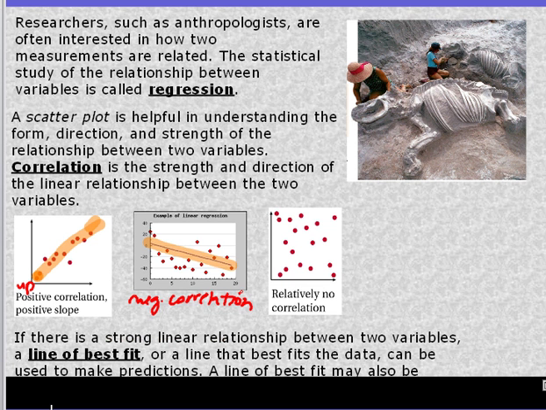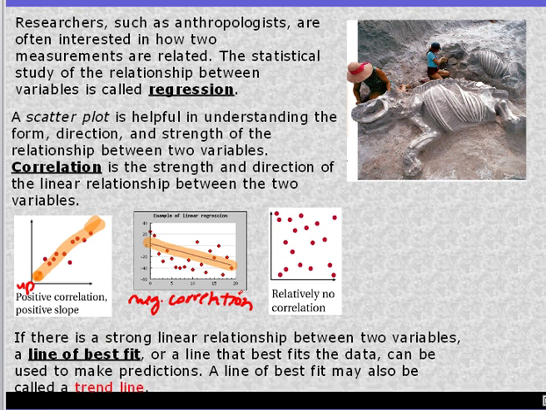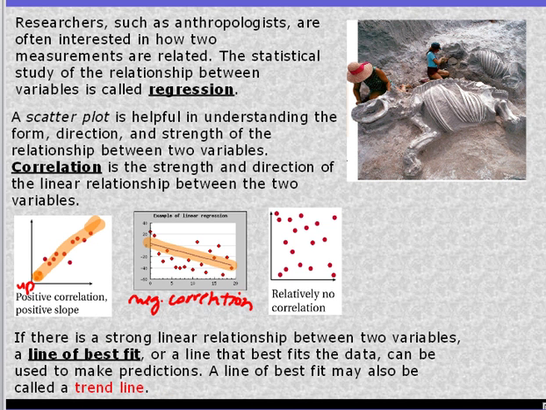If there's a strong linear relationship between two variables, a line of best fit, a line that best fits the data, can be used to make predictions. A line of best fit can be called a trend line. Here they've drawn the line of best fit for you on this one, and here I've kind of drawn a line of best fit. And once we have that, I can make predictions for data points that I haven't actually collected in my data set just by using that line.